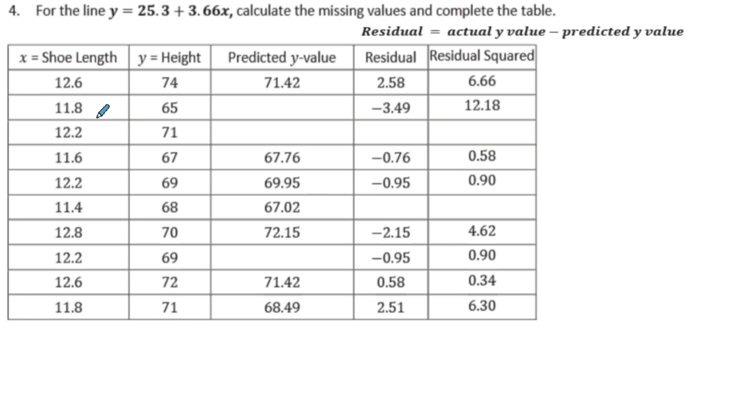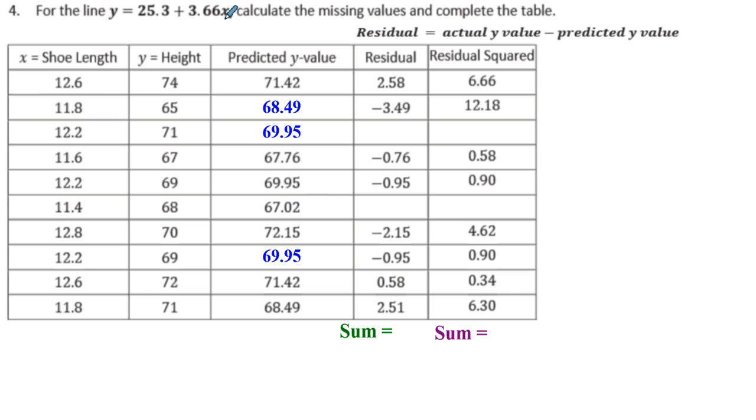So for the shoe length of 11.8, what's our predicted value? 12.2, what's our predicted value? And fill in our table. So I'm taking those shoe lengths, substituting them into the equation for x to see what comes out. And so I got 68.49 for the 11.8, 69.95 for the 12.2. So we have all the predicted values now based on our equation.